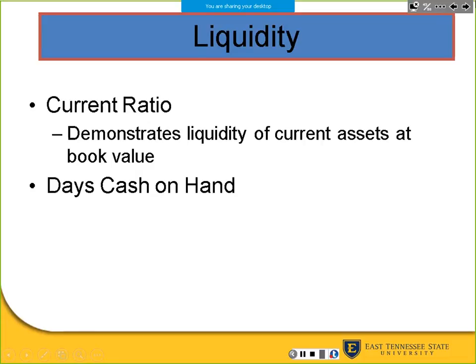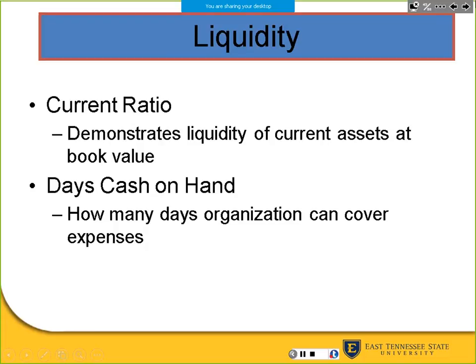So current ratio, just to sum it up, is going to give us the liquidity of current assets at book value. So how quickly can we convert those over? Days cash on hand: how many days can we cover our expenses? If we cease generating revenue, how long can we continue to cover expenses based on what our cash position is now? And those are the only two liquidity ratios that I'm going to go over. Any questions about those? Profitability or liquidity so far?